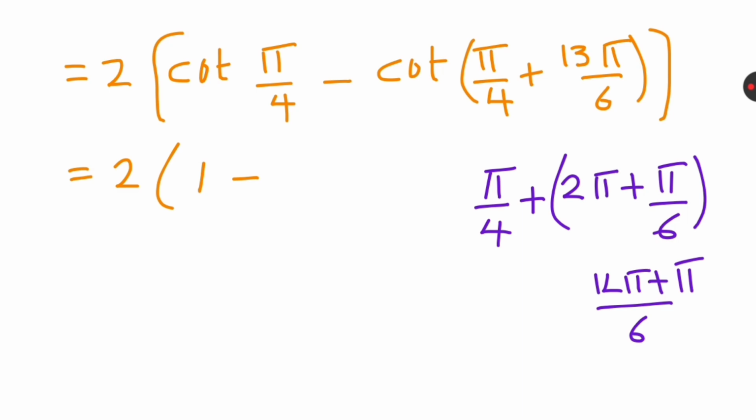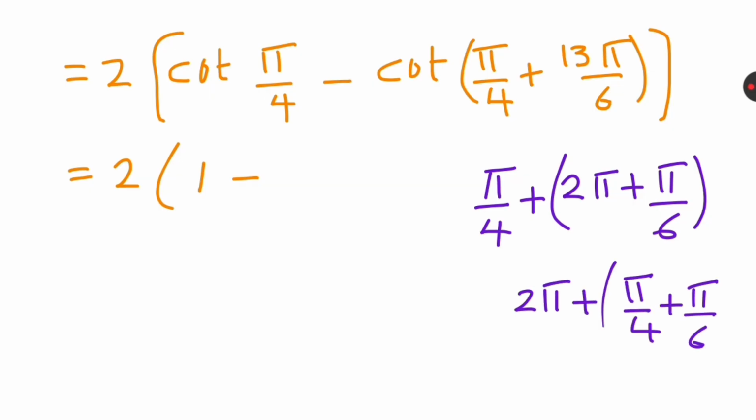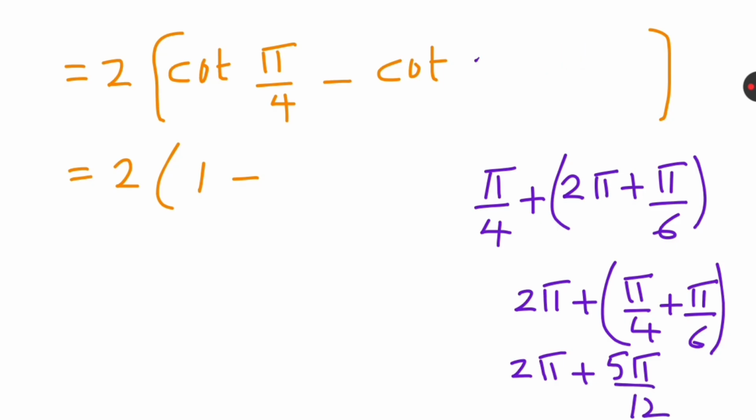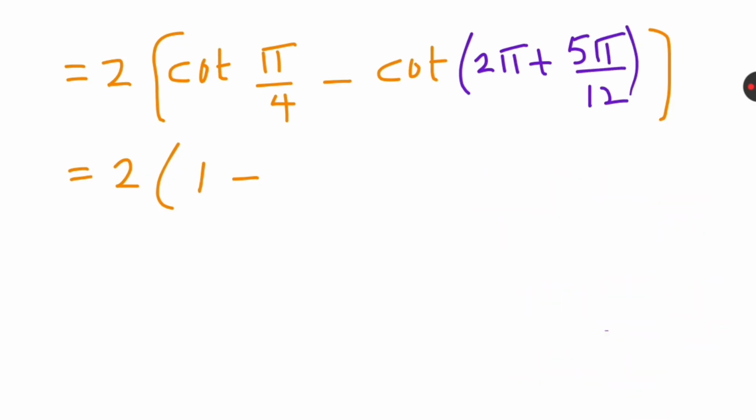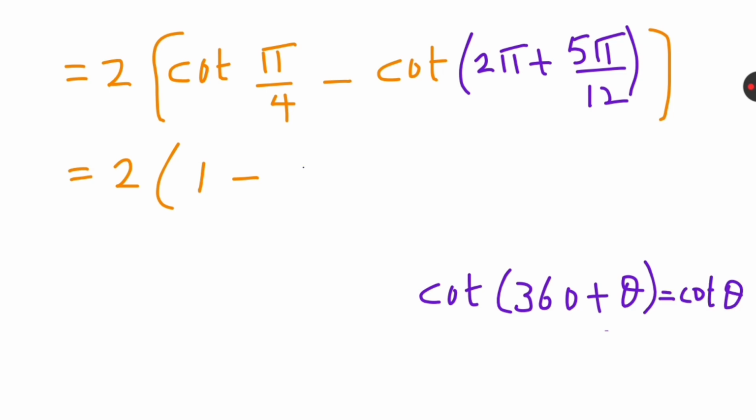So instead of 13 pi over 6, we can write 2 pi plus pi over 6. Now we can write this as 2 pi plus pi over 4 plus pi over 6, and pi over 4 plus pi over 6 is 5 pi over 12. So we get 2 pi plus 5 pi over 12. What is 2 pi? 2 pi is nothing but 360 degrees. Cot of 360 plus theta gives only cot theta, isn't it? So the second term is going to be cot of 5 pi over 12.